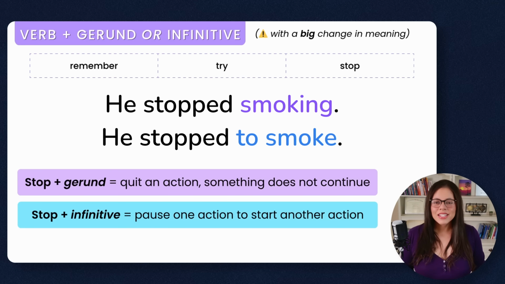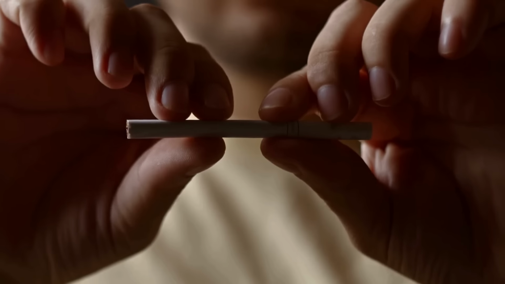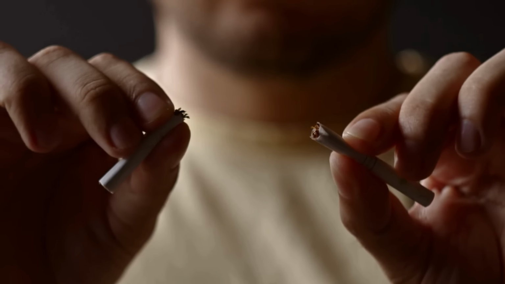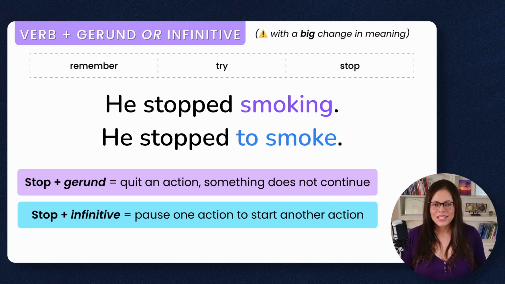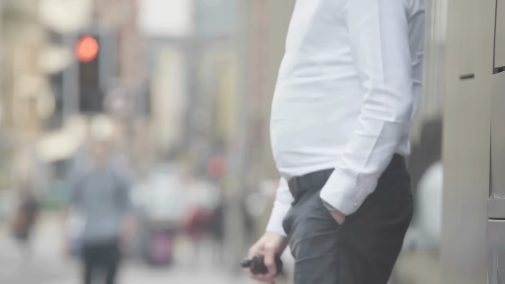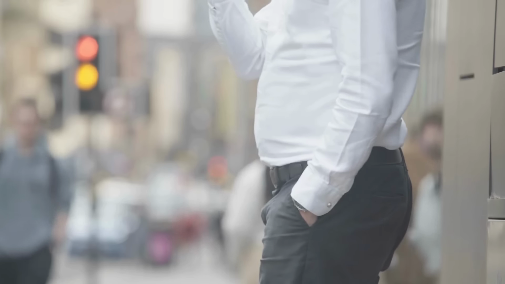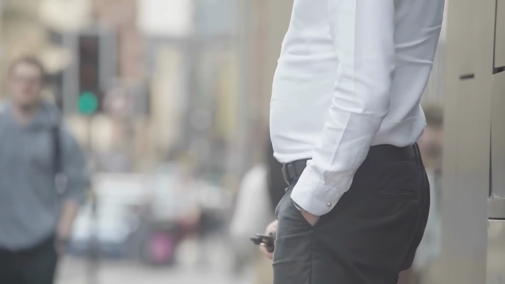Another example, let's compare he stopped smoking and he stopped to smoke. In the first sentence, he stopped smoking, the gerund shows a real action was happening and then ended. So this means he quit that habit. He doesn't smoke anymore. But in the second sentence, he stopped to smoke, the infinitive shows a purpose, a new action he wanted to start. This means he paused another activity, like working, for example, so that he could have a cigarette.